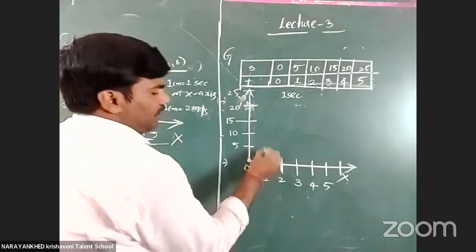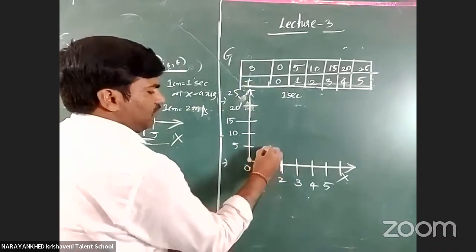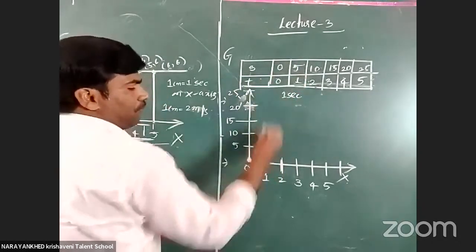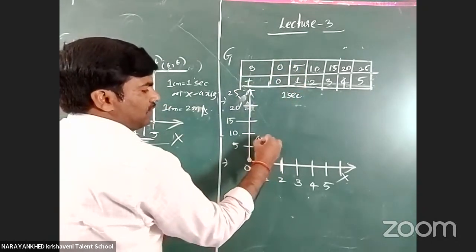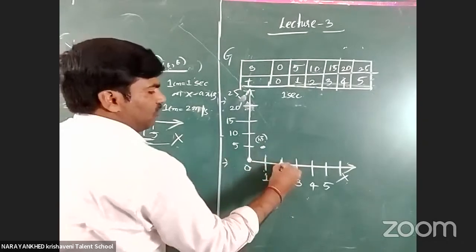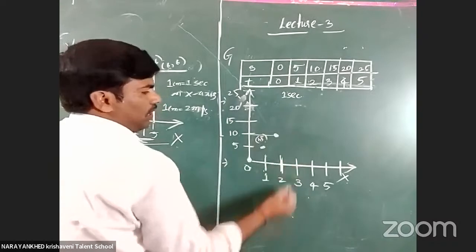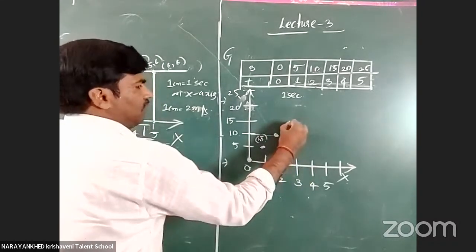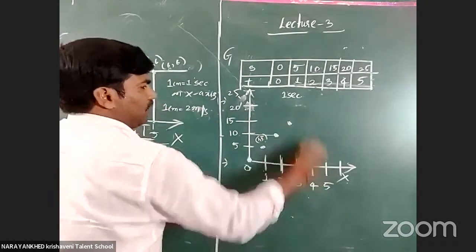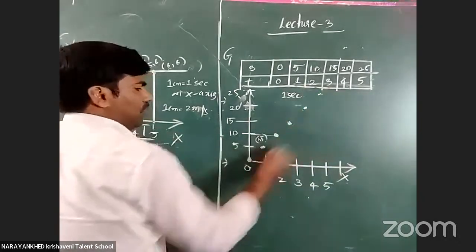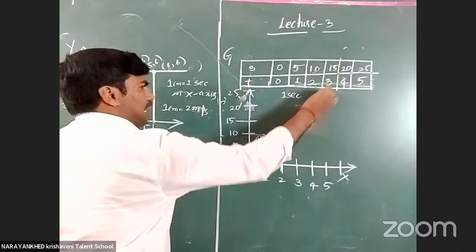For 1 second, how much? 5. The coordinate is written as (1, 5). Next, for 2 seconds, you have to draw a point here. For 3 seconds, you draw it here. In 4 seconds, you draw here. In the 5th second, you draw here. What do you get? A straight line.